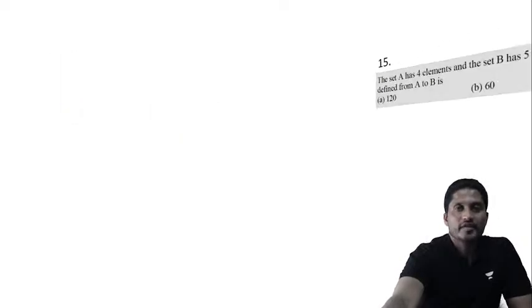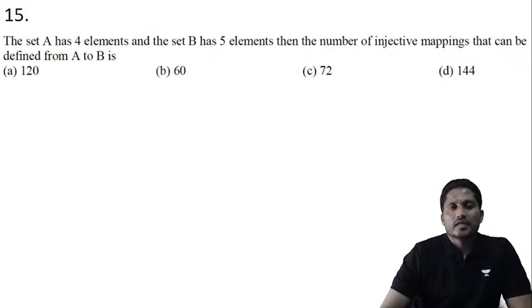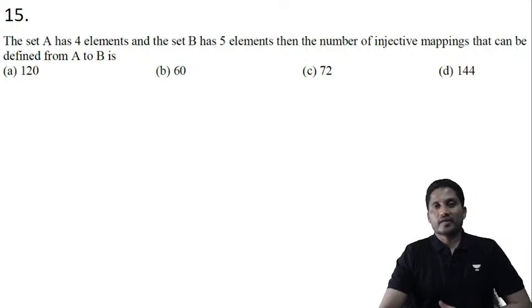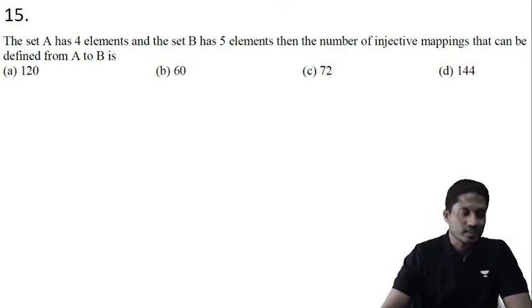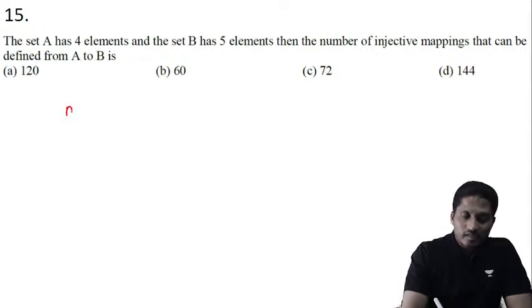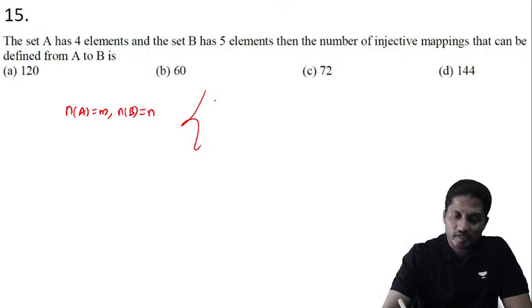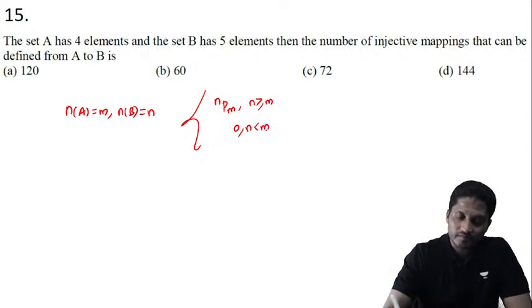Okay, question number 15. Set A is having 4 elements, set B is having 5 elements, then the number of one-to-one functions, number of injective mappings. See, suppose set A contains m elements and set B contains n elements. Number of one-to-one functions is equal to nPm if n is greater than or equal to m, and 0 if n is less than m.